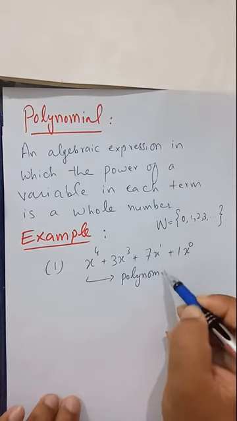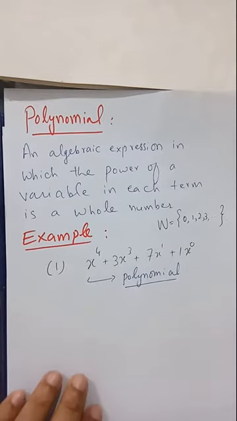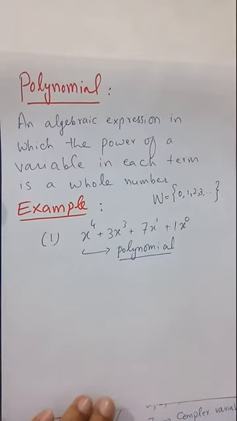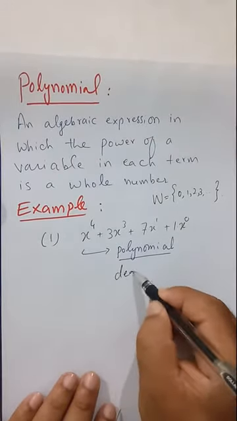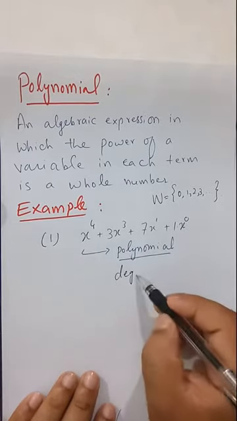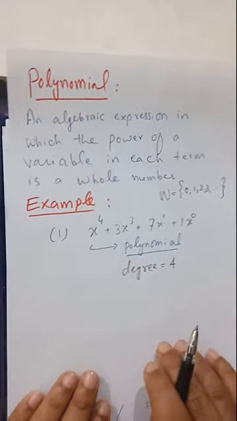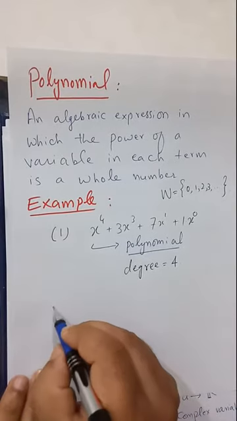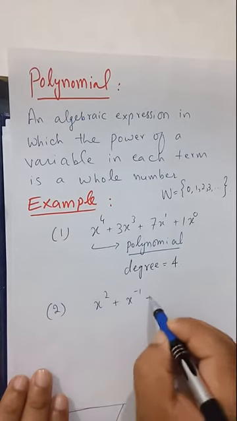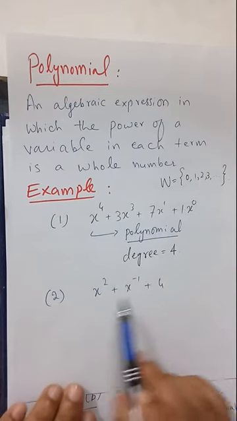And the highest power of the variable is 4, which is called the degree. The highest power of the variable is called the degree of that polynomial. So the degree of this polynomial is 4, because the highest power of the variable in all these terms is 4. This is the degree. Now if I take another example, let's say x square plus x power minus 1 plus 4. In this case, there are three terms in this algebraic expression.